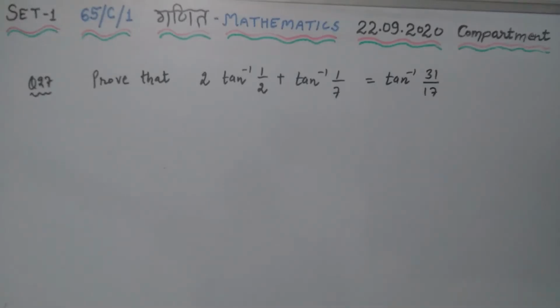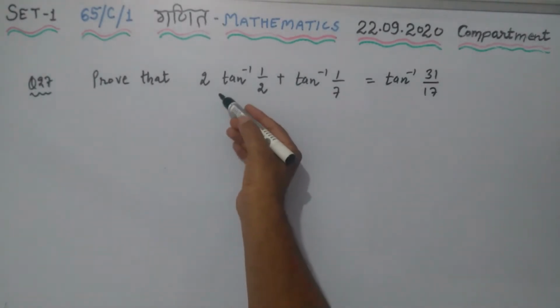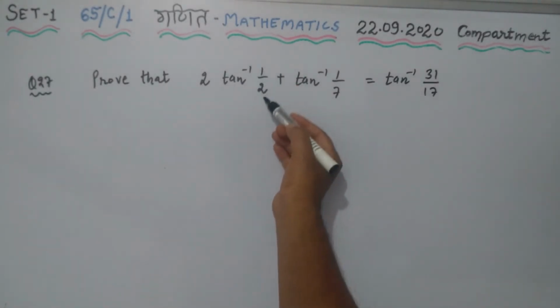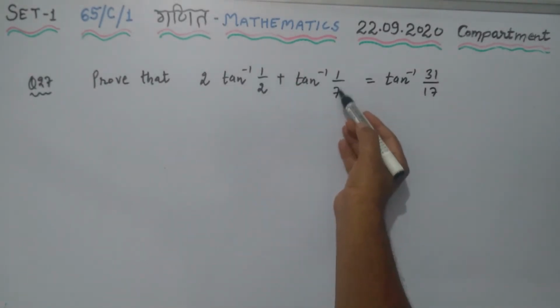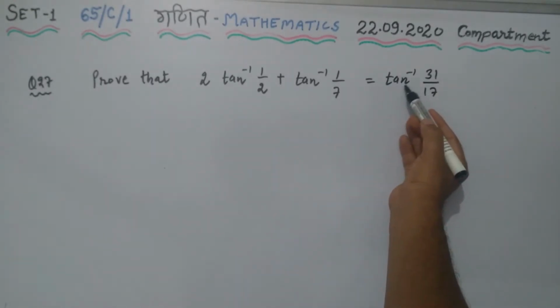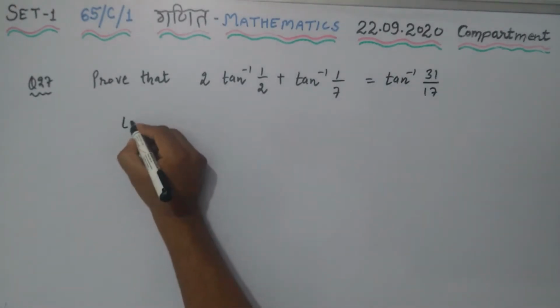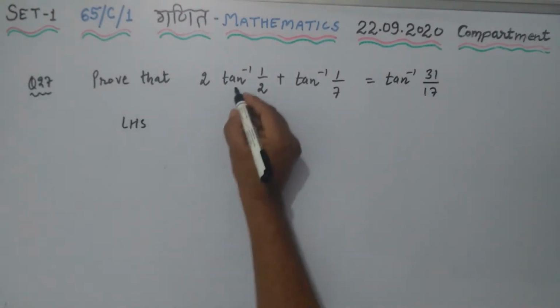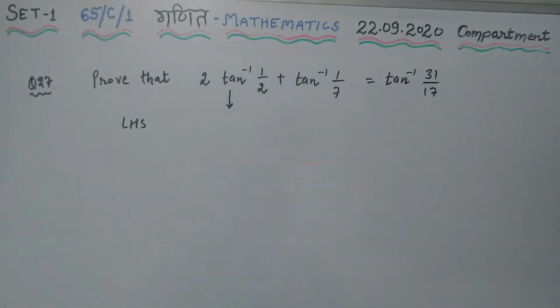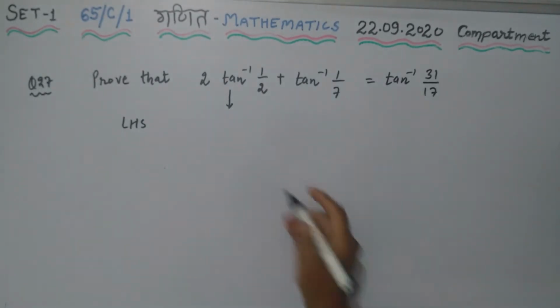Question number 27. Prove that 2 tan⁻¹(1/2) + tan⁻¹(1/7) is equal to tan⁻¹(31/17). Right? So we take the left hand side, the very first term, 2 tan⁻¹(1/2).